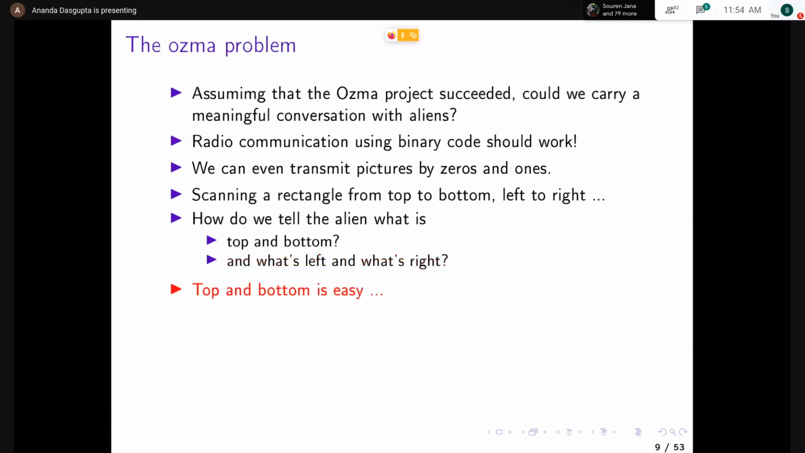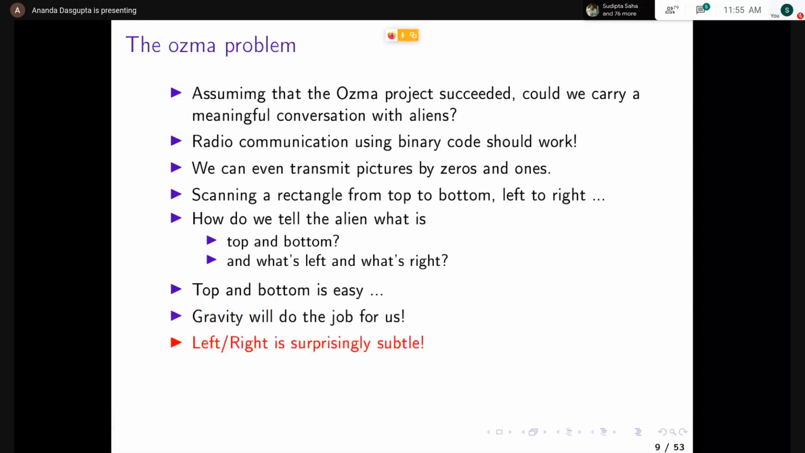Now top and bottom should be easy. After all, gravity works here, and that alien must be living on some planet which is hospitable, and that planet would have gravity. So the alien would definitely have this idea about what is top, what is bottom, which way is up. There's no problem with that at all. So gravity will simply tell us how to communicate top and bottom to the alien.